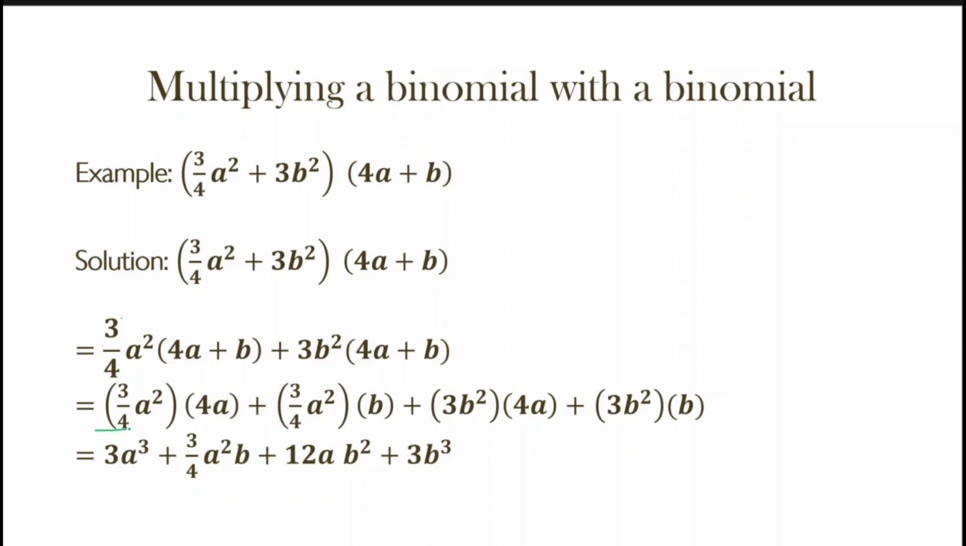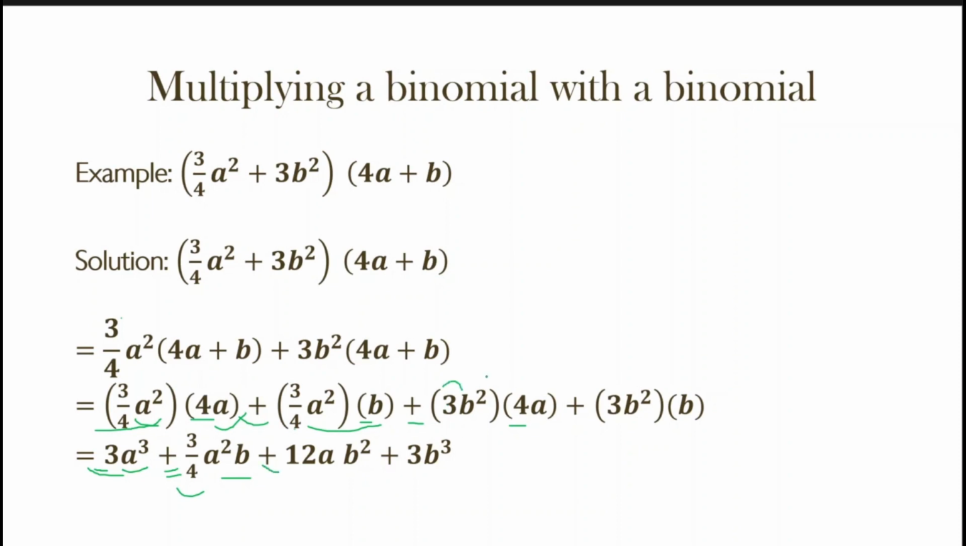So plus multiplied with plus is plus, so there is no negative sign in it. When we multiplied 3/4 with 4, there was just 3 remaining, so 3 as it is. And a square multiplied with a, the base is the same, powers add, so it's a cube. Then plus as it is, again plus multiplied with plus is a positive term. 3/4 multiplied with the coefficient of b, since there is no number before b, is 1. So 3/4 multiplied with 1 is 3/4, and then a square multiplied with b is a square b.